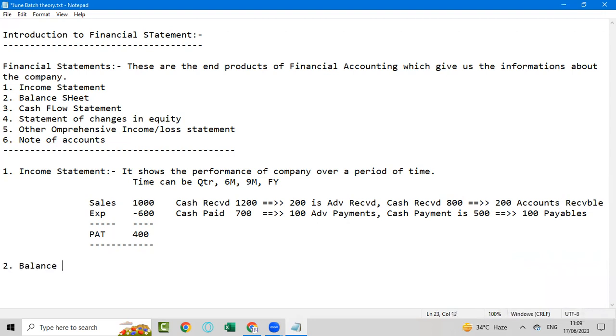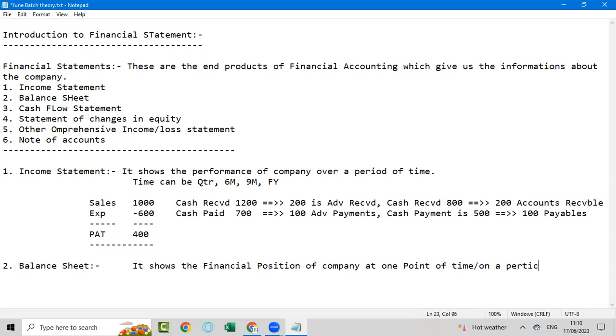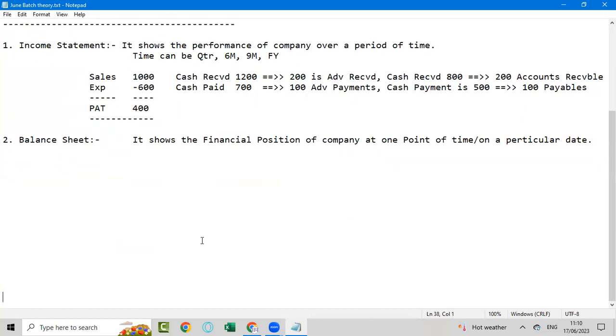The second statement is balance sheet. So what is balance sheet? It shows the financial position of company at one point of time or on a particular date. You can note it, then we will continue the discussion.